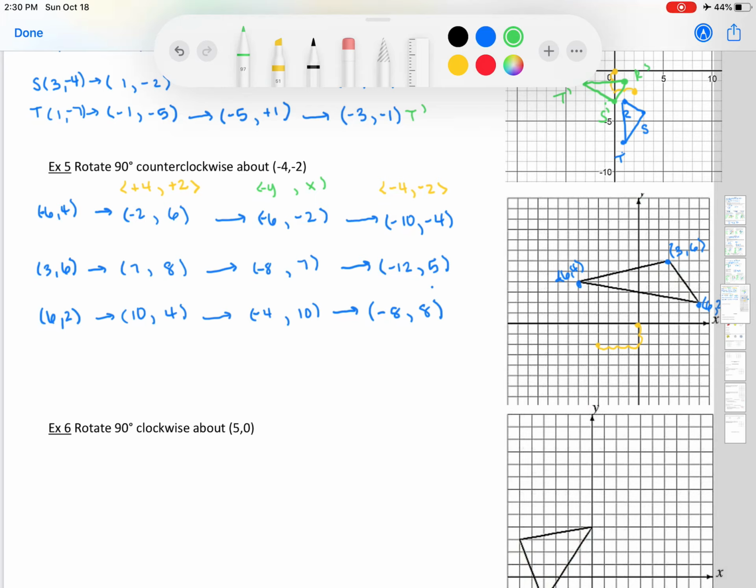These are going to be my coordinates of all of my images. So negative 10, negative 4. We should have a point down here. We have a point at negative 12, positive 5. And a point at negative 8, positive 8. So my green image is now my image, and the black one that was provided is my pre-image.